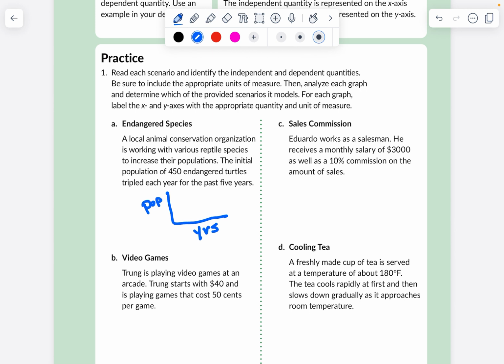It doesn't start at 0, though. At year 0, we're not starting at 0. We're starting at a population of 450, and it's getting tripled. And that's called an exponential function. It's getting big really, really fast, okay?